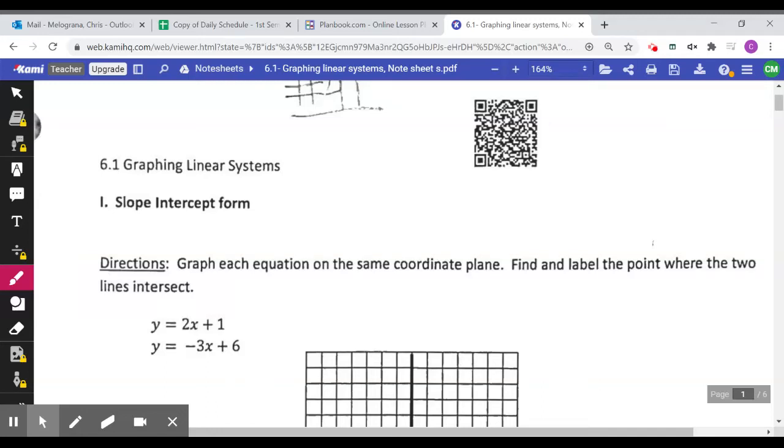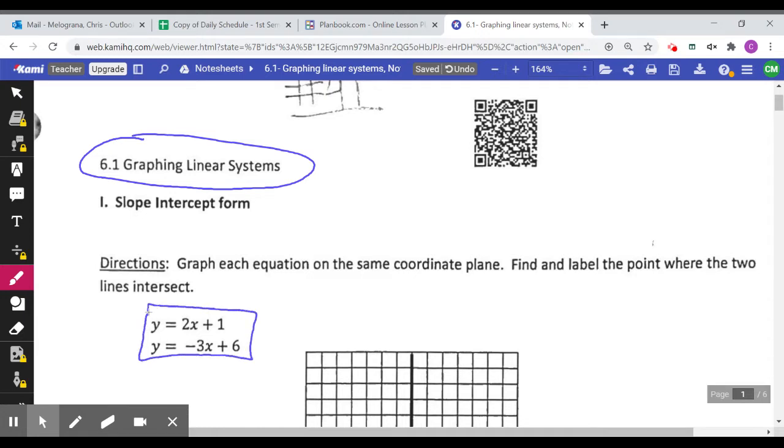All right, guys, this video, we're going to move on and we are going to do what's called graphing linear systems. All right, now what does a system mean? A system implies that you have at least two or more linear equations. All right, so if I actually look at this, I have two equations and they're both in slope-intercept form, right? Remember the good old y equals mx plus b, which we did a lot before winter break.